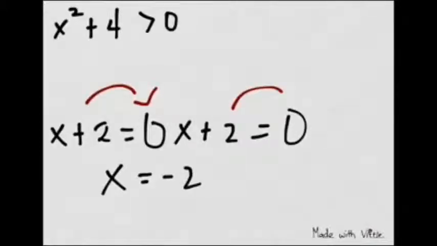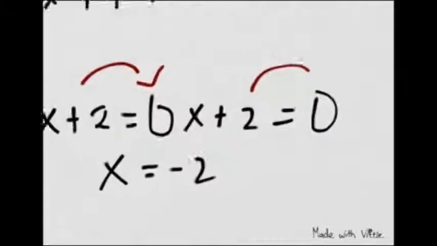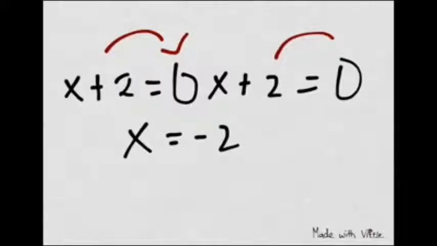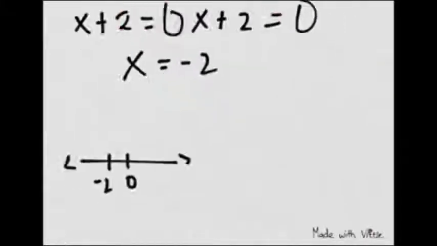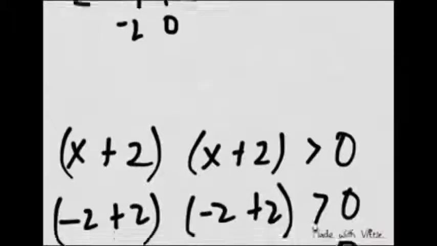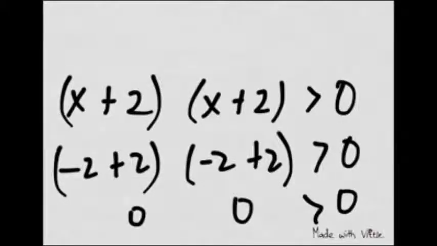Now the next thing you have to do is to transpose positive 2 to the other side. So now we have x is equals to negative 2. Negative 2 is now your point. As you can see, I have already plotted negative 2. Now to find out whether it is included or not in the interval, we are going to use the factored inequality.